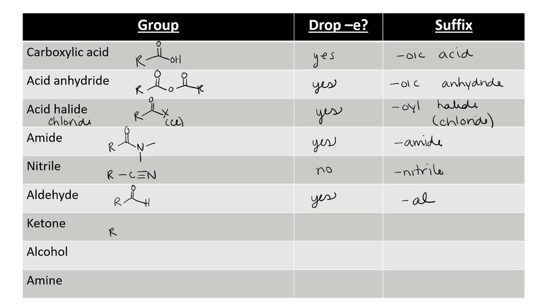For our ketone, we have our carbonyl that is attached to two carbon atoms. We will again be dropping the E on our parent chain, and the ending becomes -one. The alcohol is where we have the OH attached to one of our carbon atoms. We will once again be dropping the E on our parent chain, and the ending becomes ol.